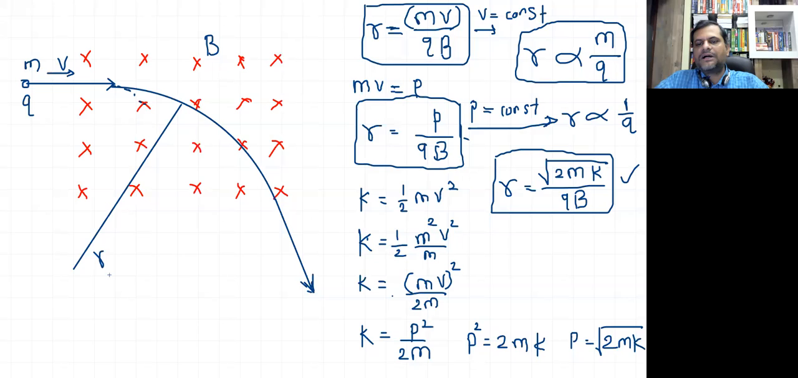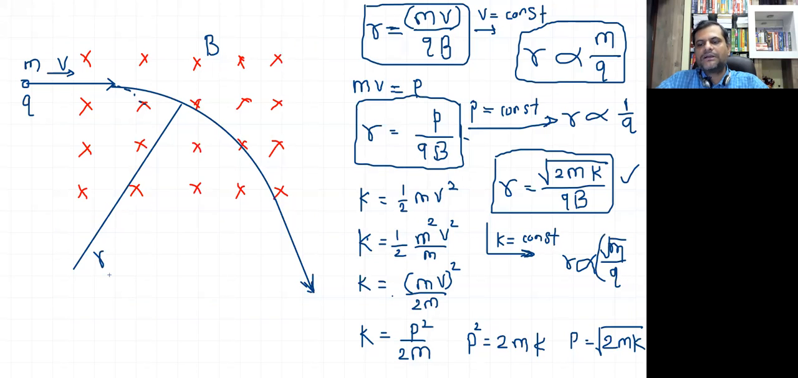And ultimately the third case is, if suppose all the particles are fired in the same magnetic field with the same kinetic energy, so that means here kinetic energy is constant. So if kinetic energy is constant, then what will the radius depend upon? The radius will depend directly on the square root of mass, and it will depend inversely on the charge simply. So that means the radius will depend on the ratio of root of mass to charge here.